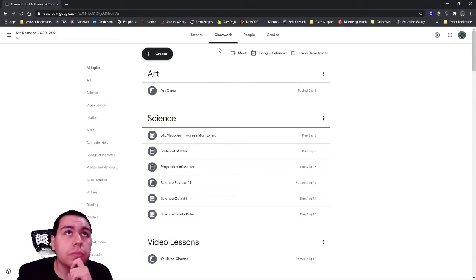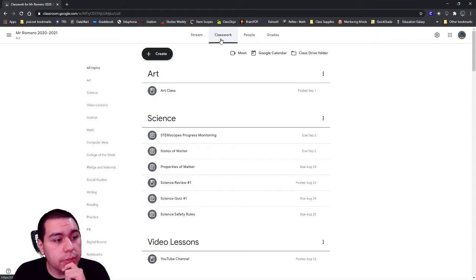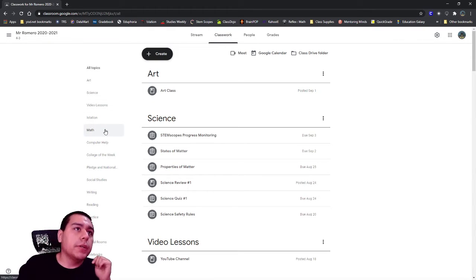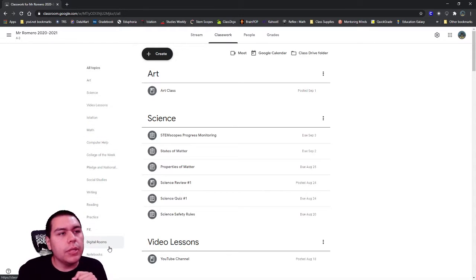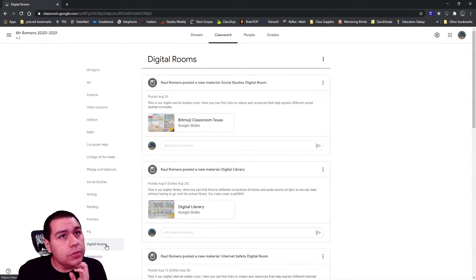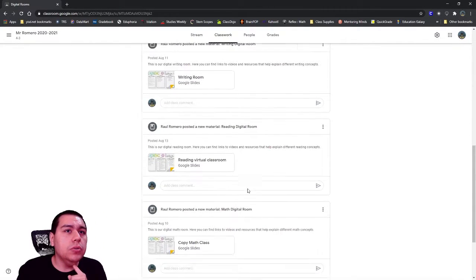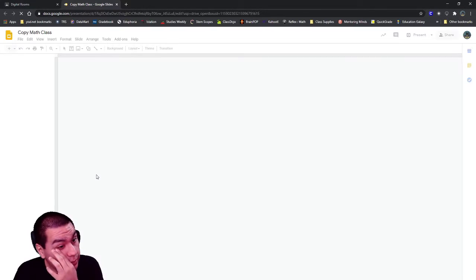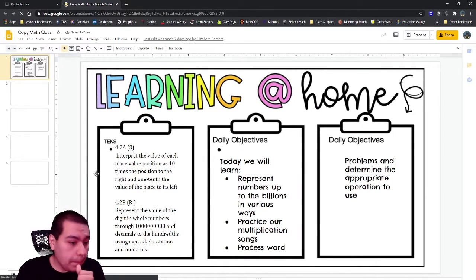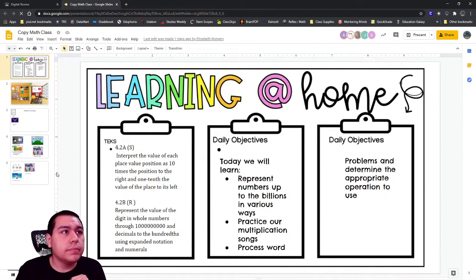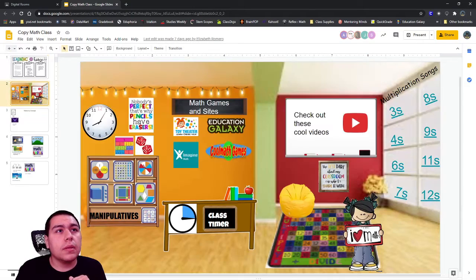So what I want you to do, we're going to go into classwork. We're going to find our topic, math, or actually, before we do that, the topic I want you to find is digital rooms. Then in our digital rooms, we're going to go to math, math digital room. We're going to go to slide number 2.